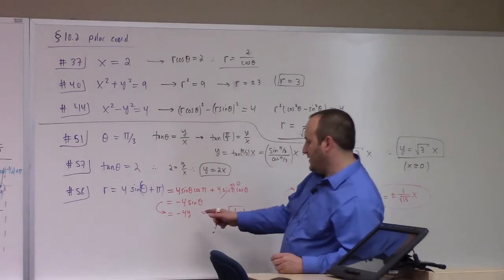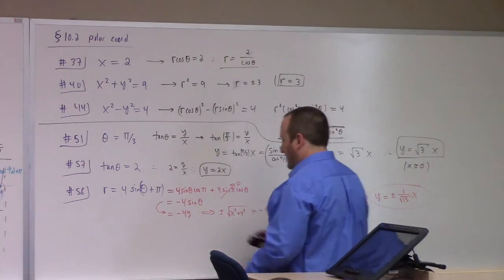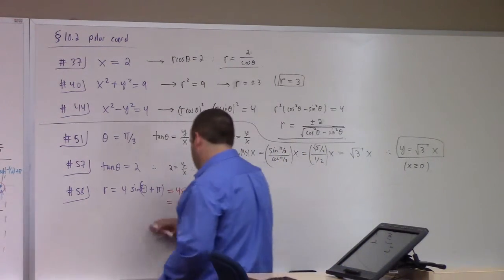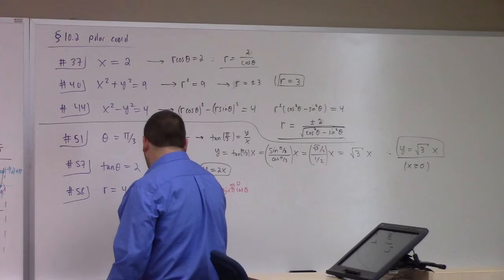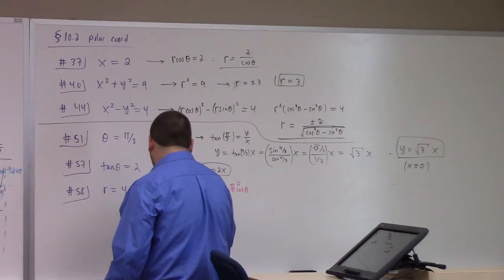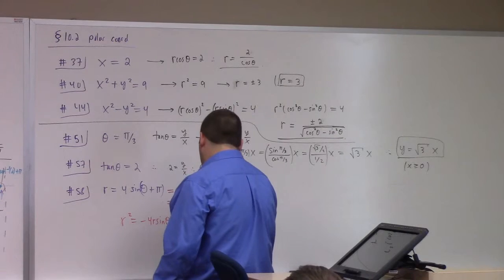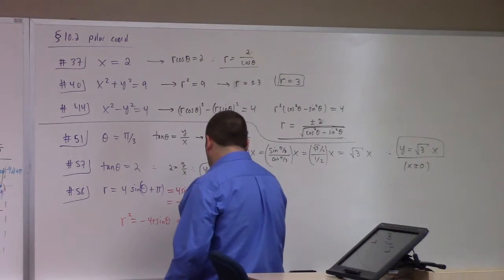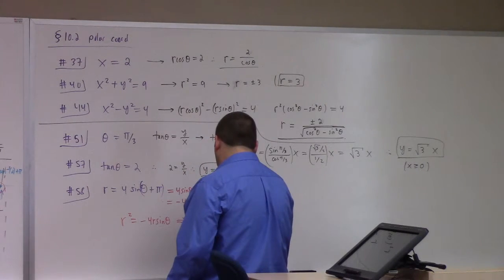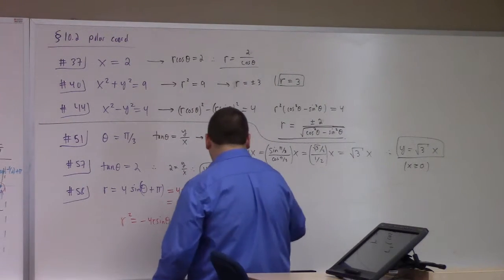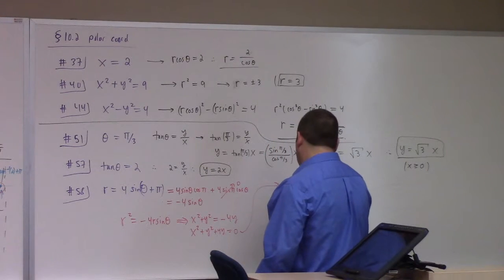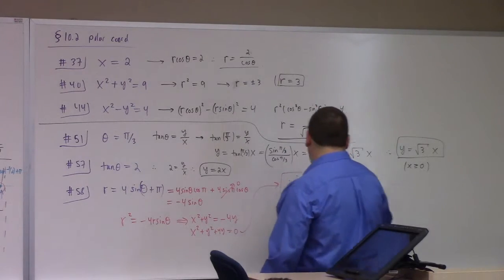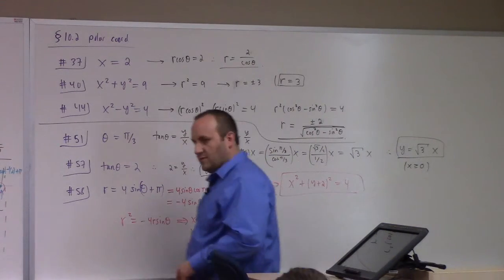No, see, I have to multiply. I had to multiply by r before I did that, right? So this is easier than that. So r squared is equal to minus 4r sine theta. So that tells me that x squared plus y squared is equal to minus 4y. And that gives me x squared plus y squared plus 4y equals 0. You complete the square, you've got x squared plus y plus 2 quantity squared is equal to 4. It is a circle, radius 2, centered at 0, minus 2.